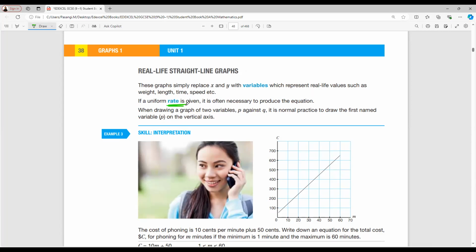So, when drawing a graph of two variables, let's assume we have two variables called x and y. When drawing a graph of two variables p against q, it is normal practice to draw the first named variable p on the vertical axis. That means p is the vertical axis and q is the horizontal axis. Is it clear? Yes, miss.